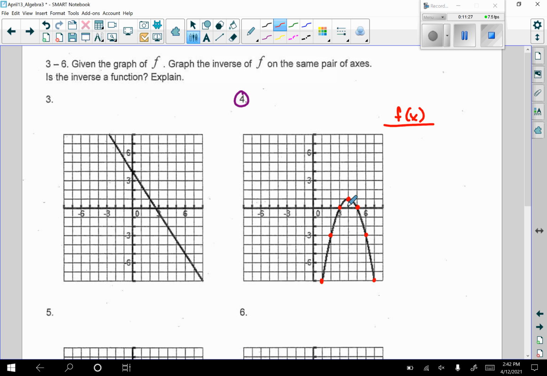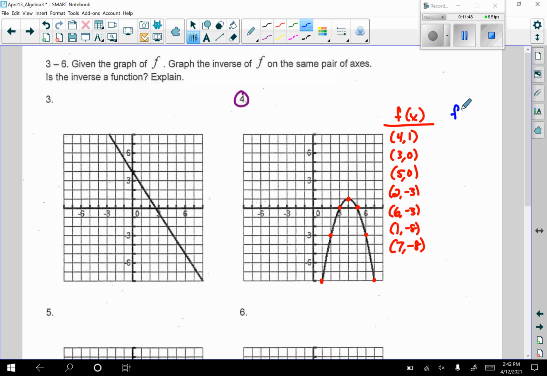So right here, I've got 4, 1. Right before it, I've got a 3, 0. Right after it, I have a 5, 0. Right here, I've got a 2, negative 3. On the other side, I have a 6, negative 3. Down here, I have a 1, negative 8. And then I have a 7, negative 8.